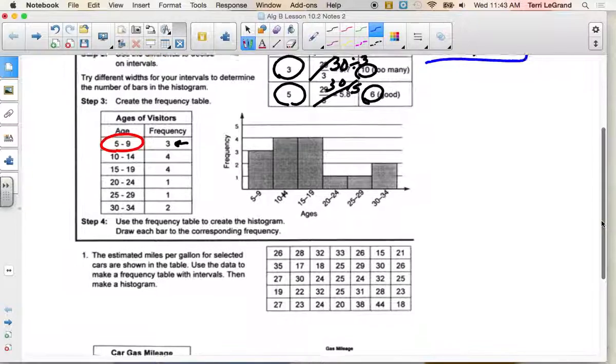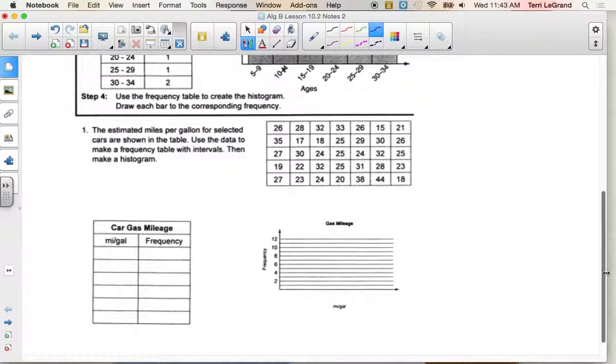Okay, let's go practice one, then we'll see how this works. So here's our data set. We have that table of numbers, which is the estimated miles per gallon for some selected cars. We don't know which cars, but use the data to make a frequency table with intervals, then make a histogram. What do you suppose is the first thing we're going to do? We're going to put them in order, and this is one fairly good-sized list. So why don't you go ahead and start putting them in order?